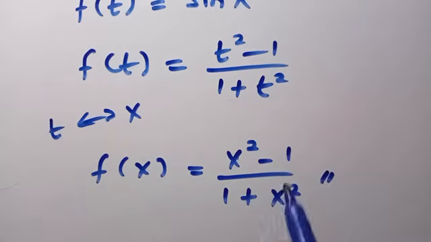So here is a rational function and the given problem is a trigonometric function, which are two different things. This is how we solve this.